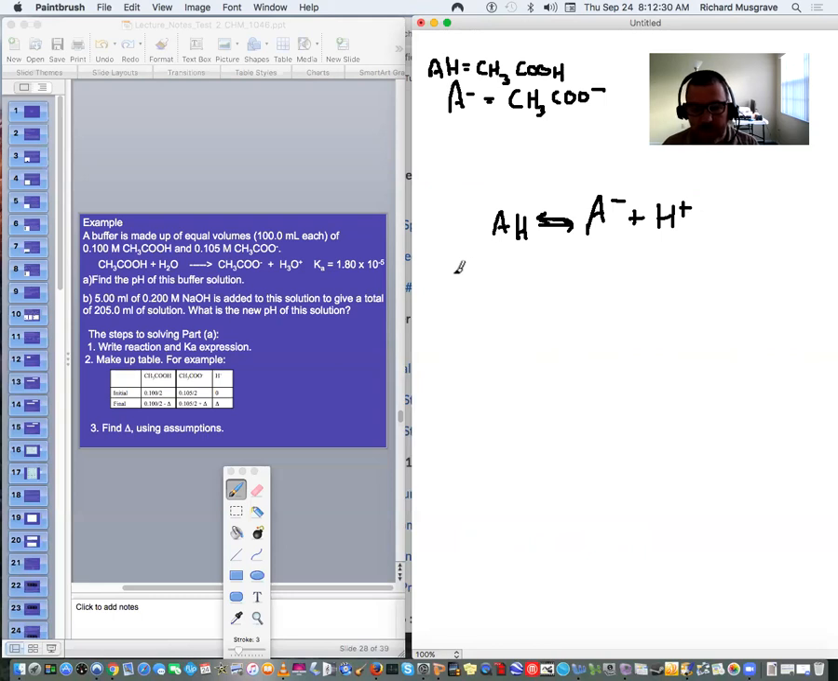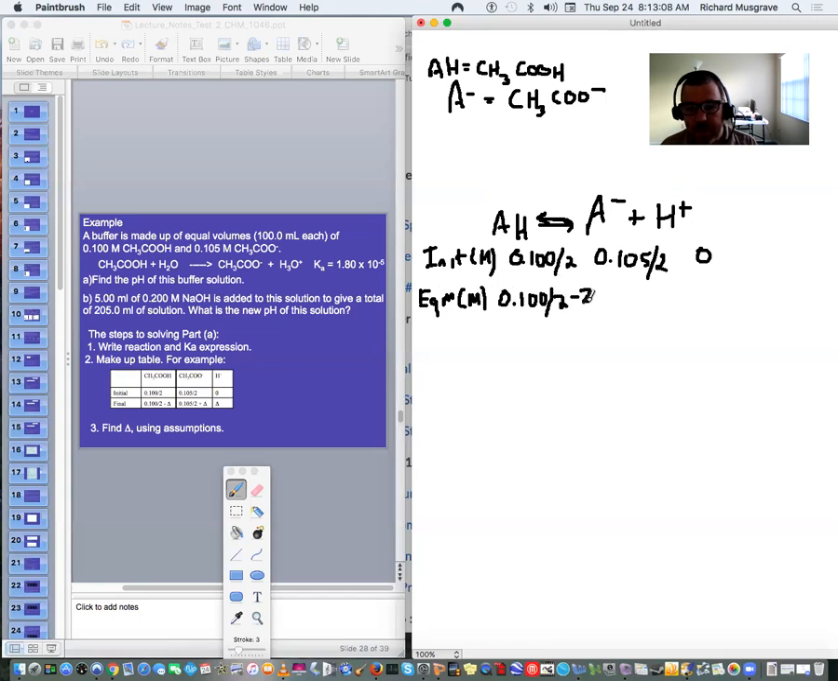I'll make an equilibrium. I'll put two arrows here. So initially, we're going to have a certain concentration in molarity of AH and A minus, and I've got here 0.100 divided by 2 and 0.105 divided by 2 initially, with 0 H plus in the solution. At equilibrium, what's going to happen is we're going to lose some of the AH, and we're going to gain a bit more A minus. That's why I've got the minus Z on the AH side, the plus Z on the A minus side, and then we gain Z molar of H plus. Now, let me talk about the divided by 2 here. So remember what we did here to make this buffer.